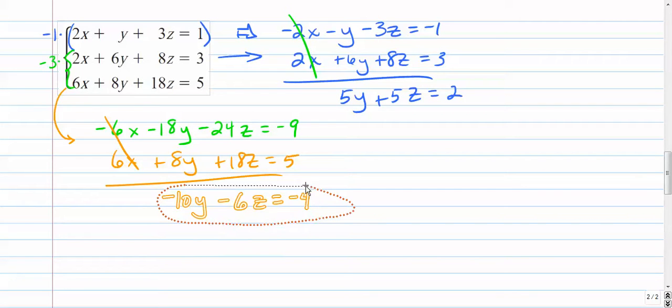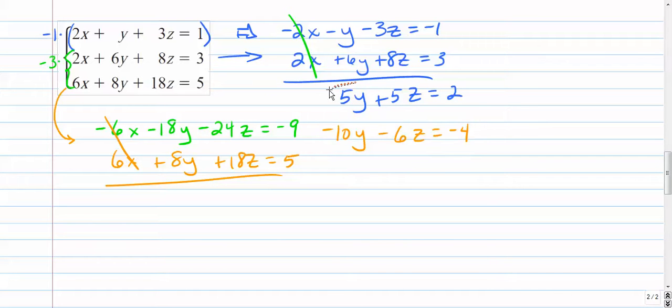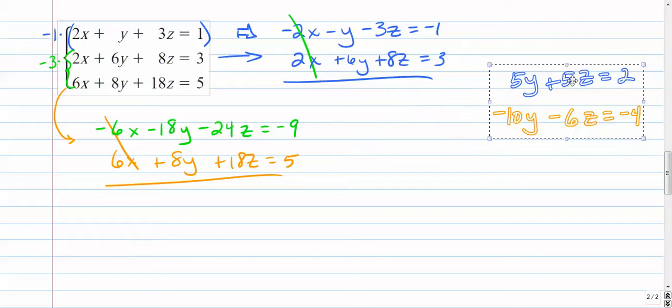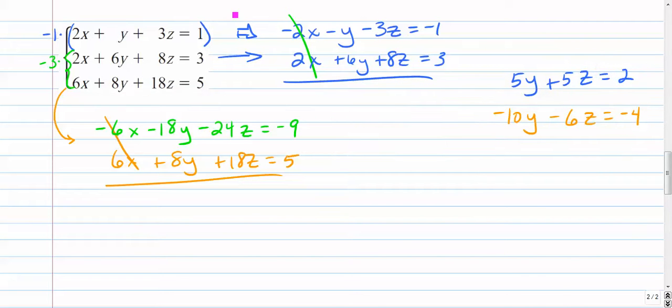Bring them together. Bring them off to the side here on their own. And now we're ready to go. Again, I'm going to try to solve this one. Two equations with y's and z's. It shouldn't be too hard.